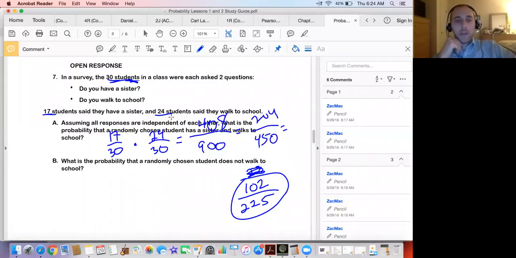What is the probability that a randomly chosen student does not walk to school? Well, we know that 24 walk to school, so then there would be 6 who don't walk to school. So 6 out of 30, which is 1/5. And there's your probability. Just taking the 6 who don't and putting it out over 30.